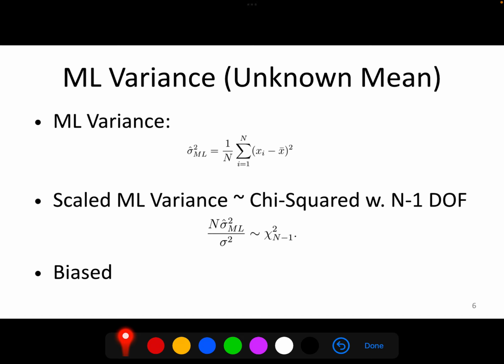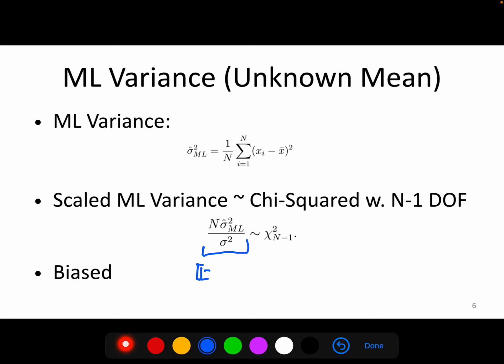Now let's look at the real world. The mean is unknown, so we estimate it using the sample mean. The maximum likelihood estimate looks almost identical, but the distribution completely changes. The sum of the squared residuals now follows the chi-square distribution with n-1 degrees of freedom. The mean of the chi-square distribution with n-1 degrees of freedom is n-1.